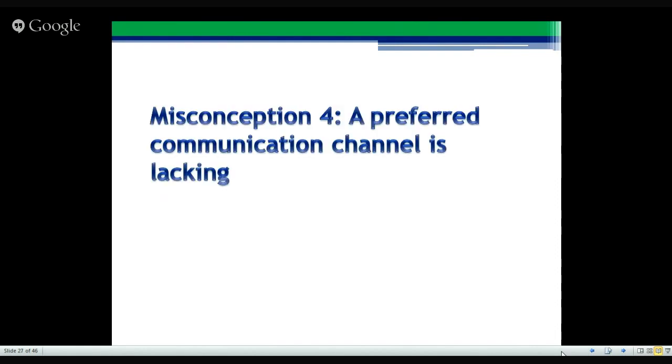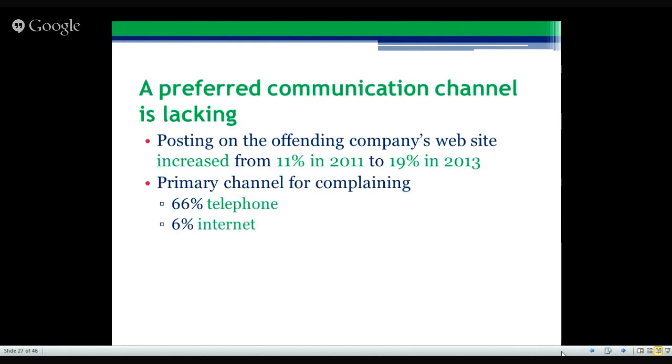Misconception 4, a preferred communication channel is lacking. So again, what's interesting is a lot of people think the internet is really the most important place to learn about your customers through complaints. So, when people have a negative experience, most people think the internet is where people go. Well, it's not. 66% of people went to the telephone. When people are angry, they don't want to write an email. People want to call on the telephone and actually talk to someone, because what most people think is that the internet isn't going to get them very far.